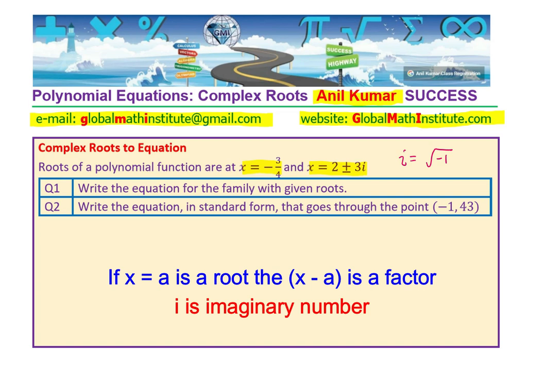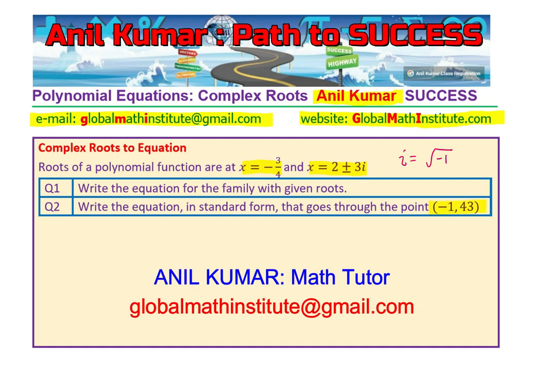Now, once you get a family of curves with these roots, with the given point in part 2, which is question 2, we are given a point (-1, 43) on this curve. You need to find the equation of the polynomial. So let's begin with the given roots.